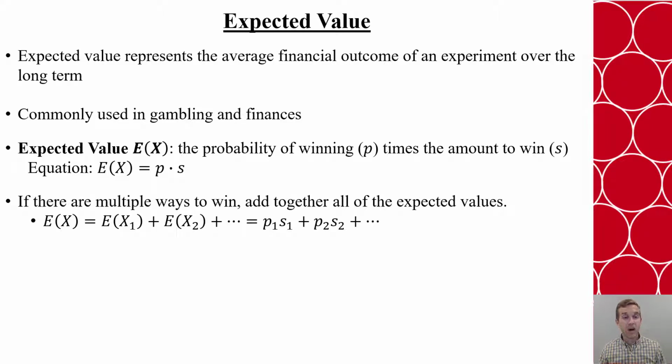Now, it is possible that the expected value can be made up of multiple expected values. So the overall expected value will equal the sum of the individual expected values in a situation. It's just going to represent the probability of the first event times its potential winning, plus the probability of the second event times its potential winning, and so on and so forth.